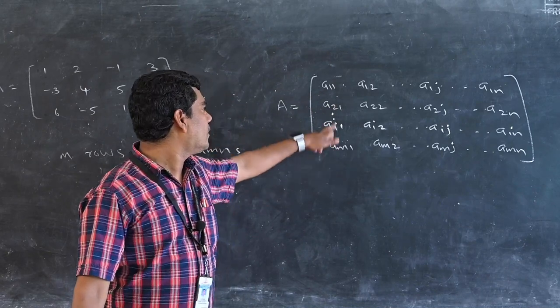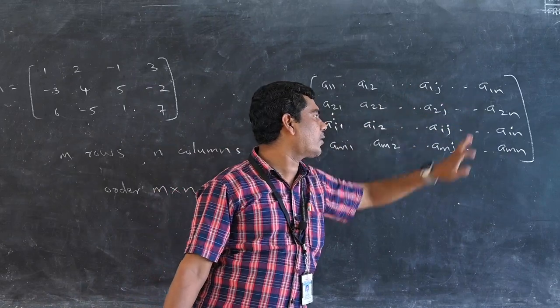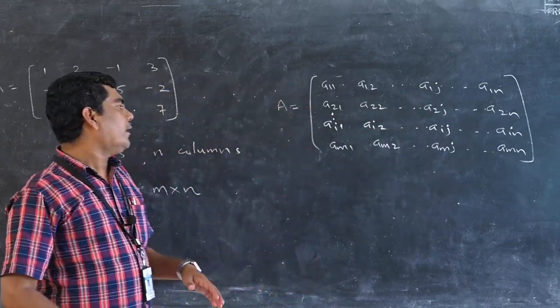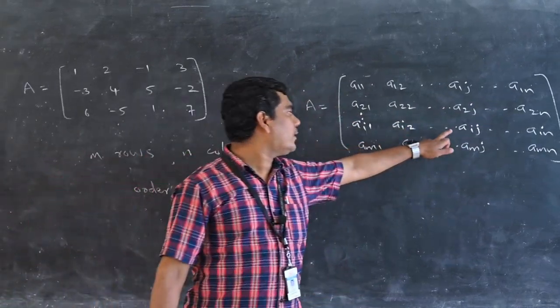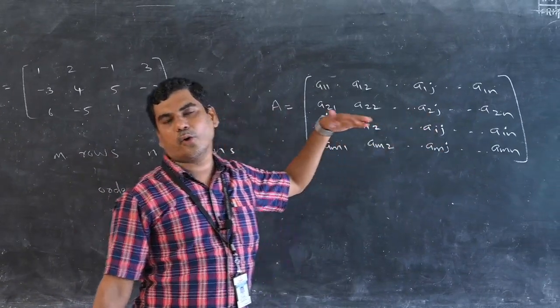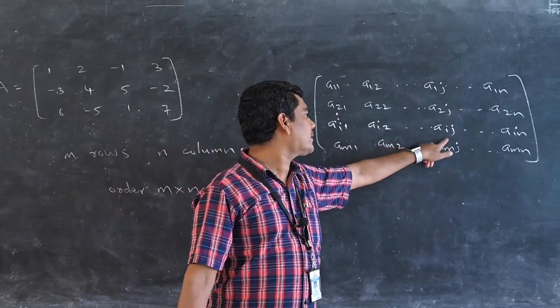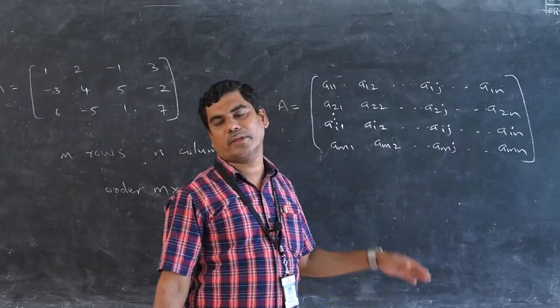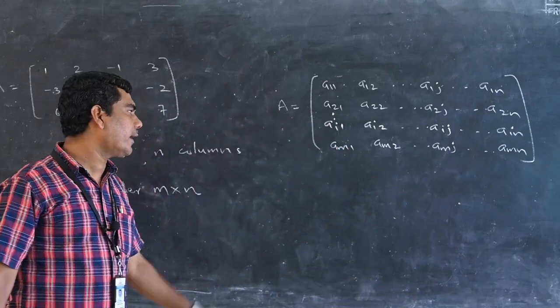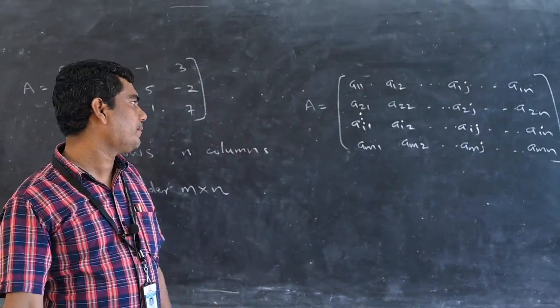First row, second row, ith row, mth row. This is the first column, second column, this is the jth column, this is the nth column. Now in this element aij, i means the row in which the element occurs, and j means the column in which the element occurs. So aij occurs in the ith row and jth column. This ij is called the address of the element.